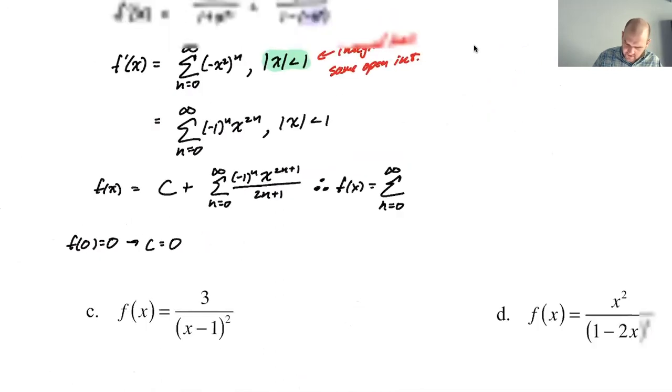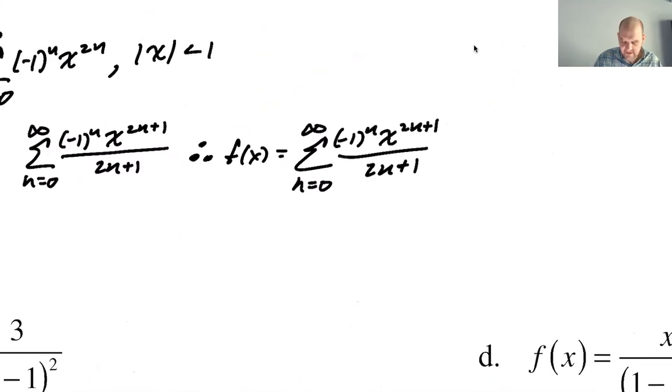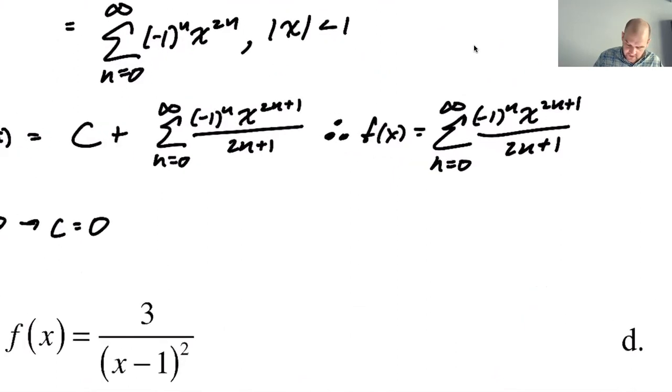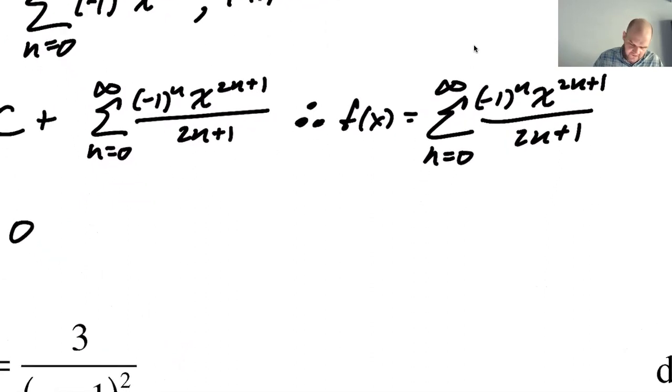I don't know, am I going into the space for the other problem? Not exactly yet. n x to the 2n plus 1, 2n plus 1. Okay, so we have this. Now we've got to test the endpoints. So I know the open interval is from -1 to 1, because a series and its integral have the same open interval of convergence. It could vary at the endpoints.